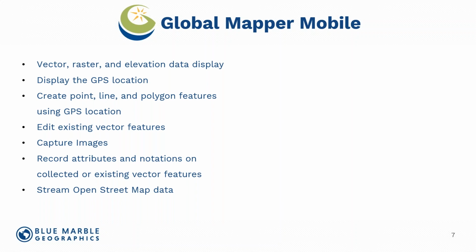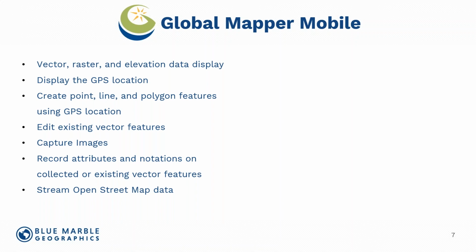You can create vector features, points, lines, and polygons or area features by manually drawing on the map or using that GPS location to record some features. You can edit existing features in the map, maybe some that were brought over from Global Mapper Desktop or some that you've just created in the mobile app.